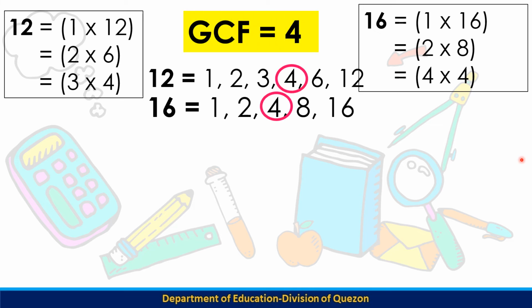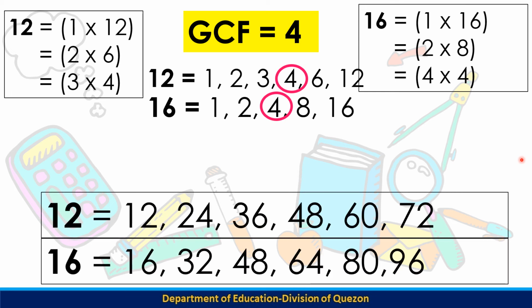Kung alin po yung may pinakamalaki dyan na magkaparehas sila, it will be your GCF or the greatest common factor. How about in LCM? In listing method, we have 12. In listing method, 12 times 1 is 12, 12 times 2 is 24, 12 times 3 is 36, and so on and so forth. And 16, 16 times 1 is 16, 16 times 2 is 32, 16 times 3 is 48, and so on and so forth.